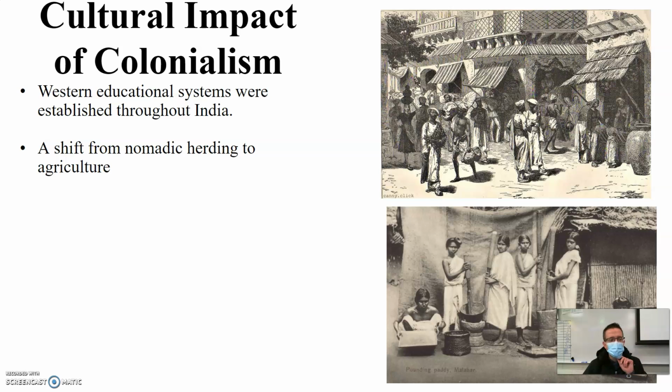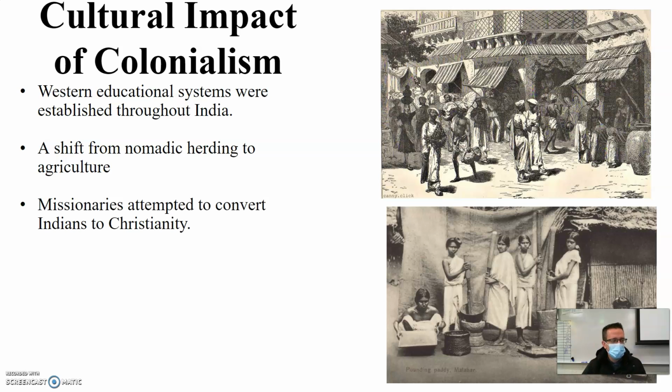Also, there was a shift in nomadic herding to agriculture. So, 1700s, early 1800s, people still had herding, but they switched more to an agricultural, fields and crops instead.